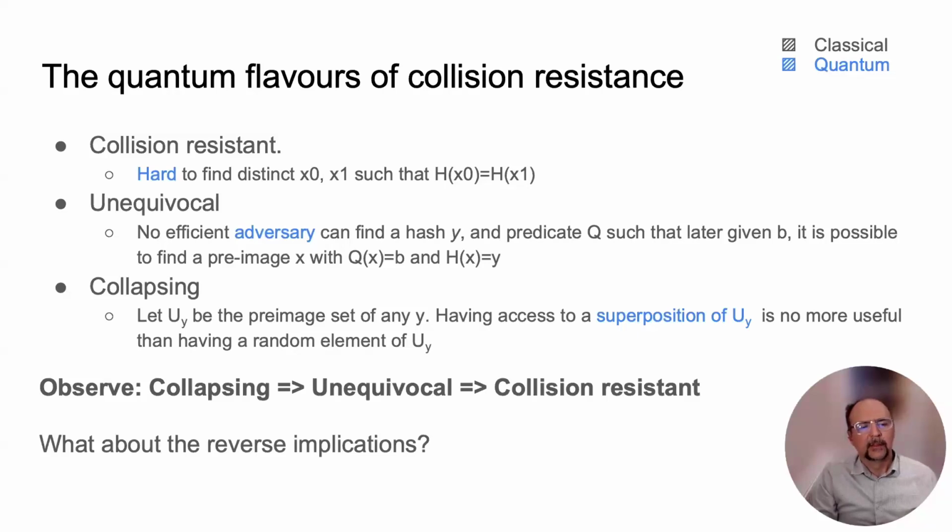Now, in the second level, you can think of another property that you might call unequivocal, which means that no efficient adversary can find a hash target y and a predicate q, so that later, given a bit b, it is possible to find a preimage x, so that the predicate q is satisfied and the hash function maps x to y.